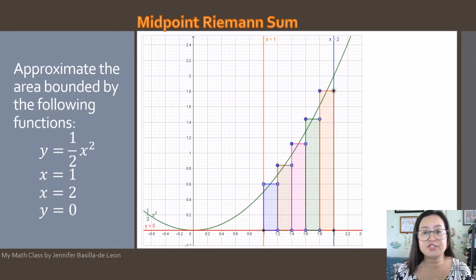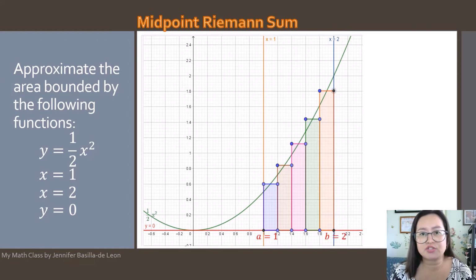This time, let us use the midpoint Riemann sum formula in approximating the area bounded by the given functions. Just like what we did in the previous solutions, we have to determine the closed interval at which we have to consider the given curve. So we start by identifying the values of a and b. Here we have a equals 1 and b equals 2.